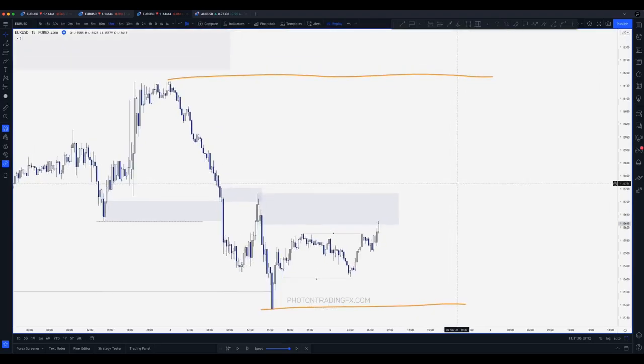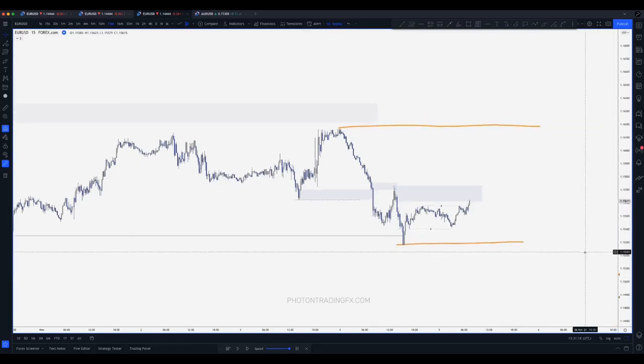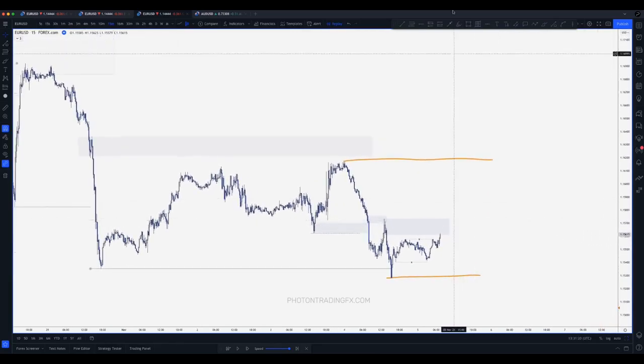Now, the other reason why I'd prefer to use a confirmation entry on the lower timeframes in this area is because you're selling in the discount. So there's every possibility, right, that price could come higher up into the range before we go.